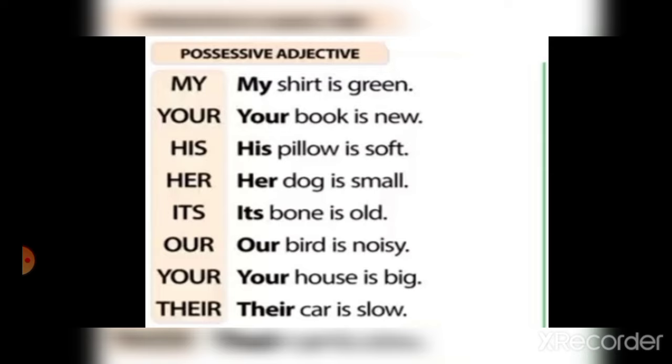Possessive adjectives show belongings. For example, my shirt is green. Your book is new. His pillow is soft. Her dog is small. Its bone is old. Our bird is noisy. Your house is big. Their car is slow.